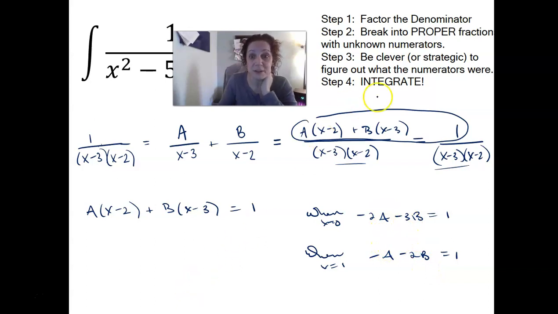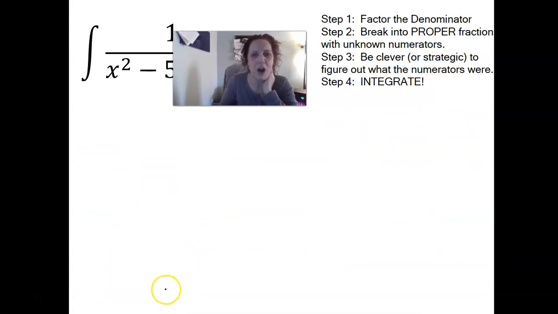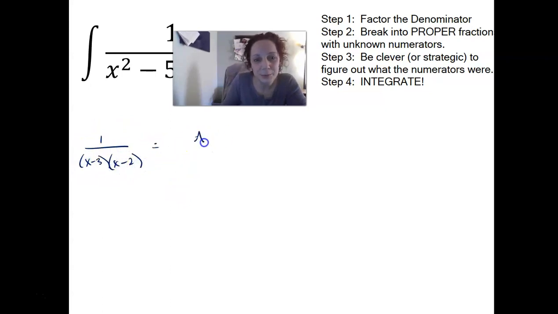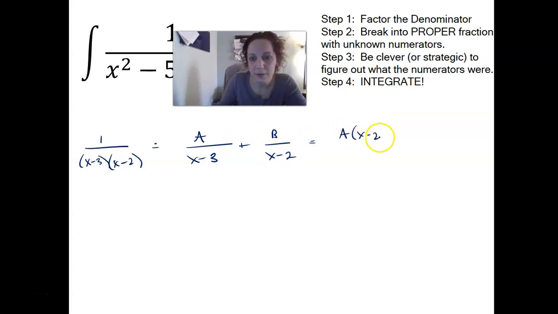Okay. So if you notice up here, I said be clever or strategic. Okay. You can do this. You can solve a system of equations every single time you do a partial fraction decomposition, but you don't need to. Okay. And I'm going to show you why. We're going to be clever. We're going to be strategic. As soon as I recopy everything that I just wrote.